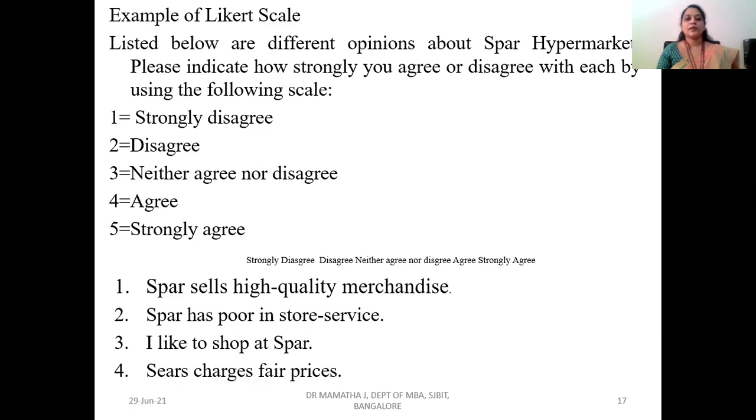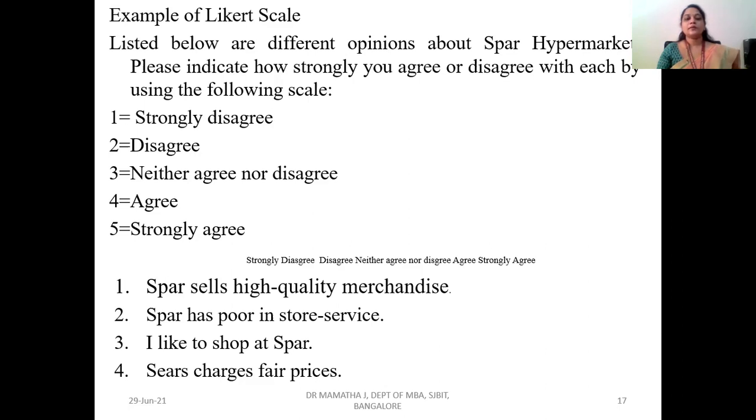Spa charges fair prices. Okay. So you can have a number of statements like this related to Spa hypermarket. For each statement, you call it one item. For each item, you have to rate it from 1 to 5. For example, Spa sells high quality merchandise. If the respondent feels yes, it is true, the hypermarket sells very high quality goods, then they can rate it as 5 or they can even rate it as 4.